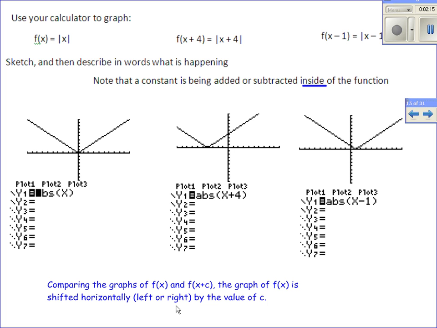So comparing the graphs of f(x) and f(x + c), where the plus c is inside the function, the graph of f(x) is being shifted horizontally, left or right, by the value of c. You want to be a little bit careful with the horizontal shifts because they don't go the direction you might think they would at first. The x + 4 shifts the graph left 4. The x - 1 shifts the graph to the right 1. So this one goes the opposite direction you might think of at first.